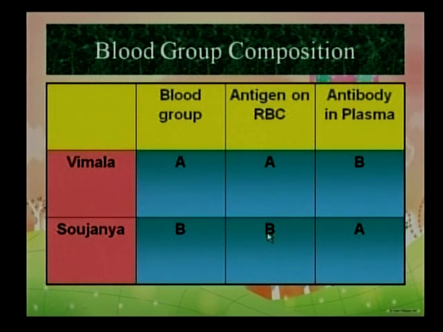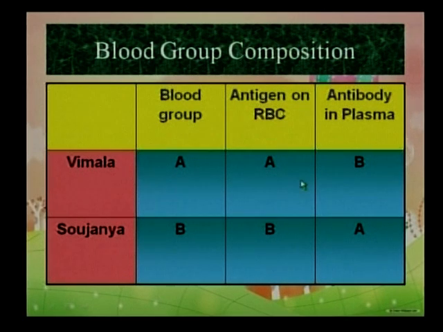Antigen B on their RBC and antibody A in their plasma. So, if Saujanya's blood is transfused into Vimala, it doesn't match. Why? Because we already know that the antibody of the recipient, and here the recipient is Vimala and Saujanya is the donor, reacts with the antigen of the donor. Did you understand this?